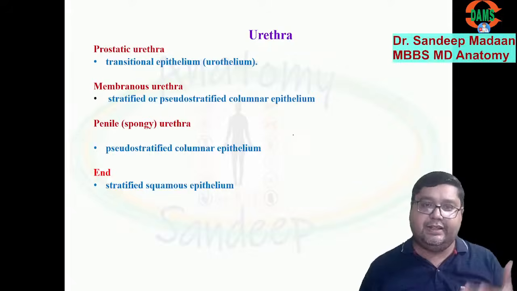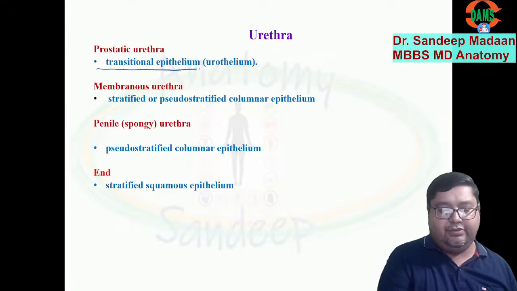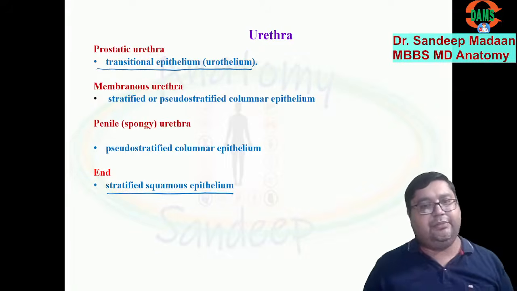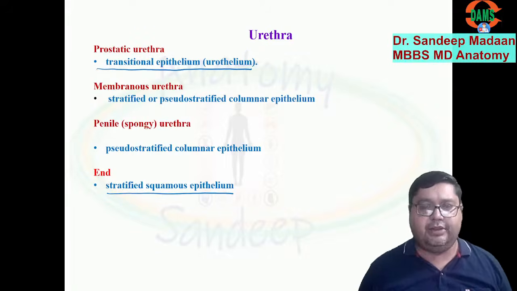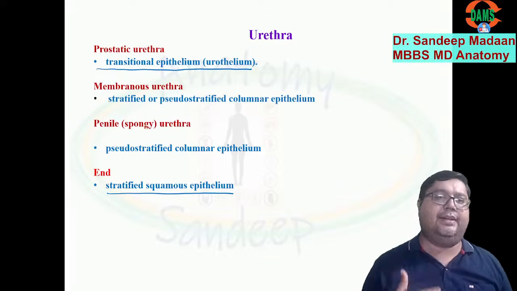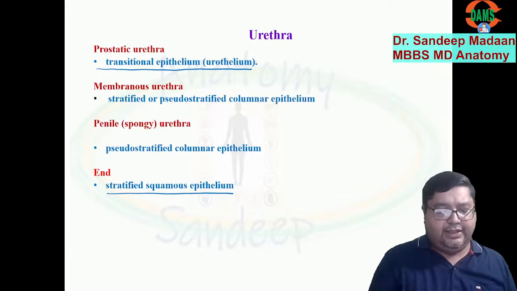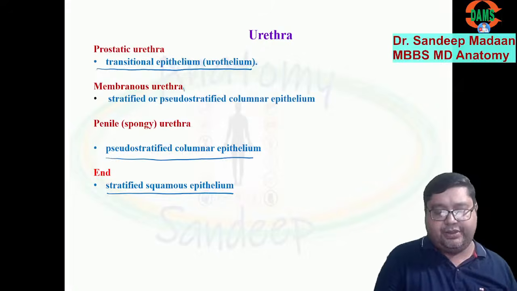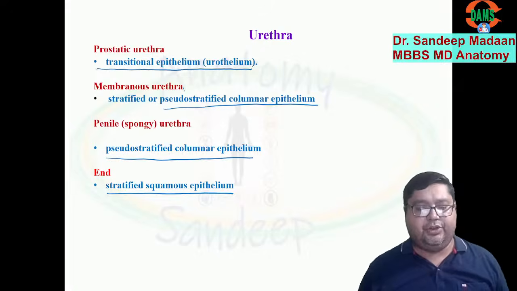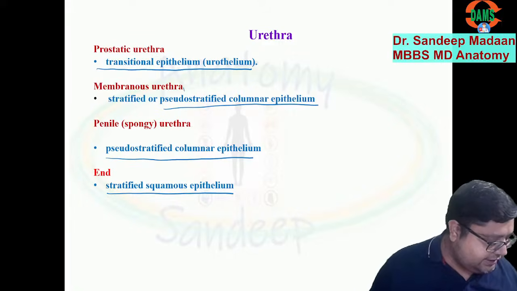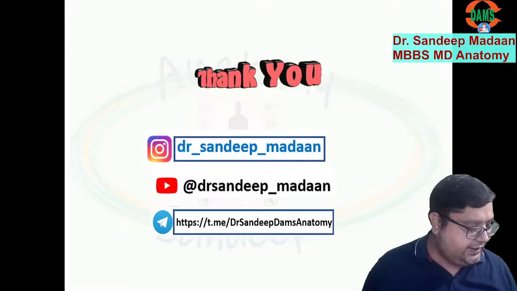Beyond that, what changes are there? Look at this. Prostatic urethra will be urothelium because of continuity. The end will be stratified squamous epithelium just like any other opening of the body, like vagina, anal canal. You look at the external acoustic meatus, everywhere openings are stratified squamous only. And then we have these two parts of the urethra which are lined by pseudostratified columnar epithelium. I hope that makes sense. So in the beginning transitional, then pseudostratified columnar, and then stratified squamous epithelium. So far so good.